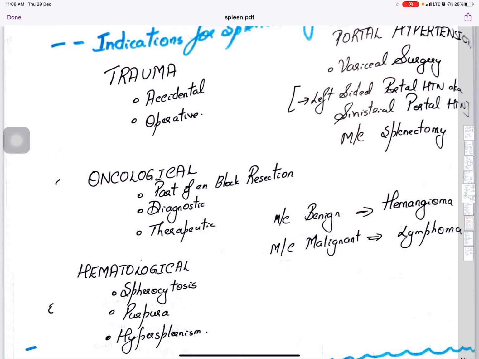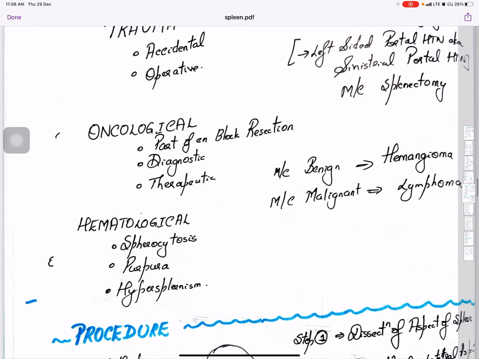Okay. So what are the hematological indications for this one? Just remember hereditary spherocytosis, hypersplenism, and purpura. Purpura, idiopathic thrombocytopenic purpura. These conditions occur due to development of autoantibodies against the patient's own platelets. Now, it decreases platelet count. The spleen is probably responsible for sequestration and for production of antibodies.